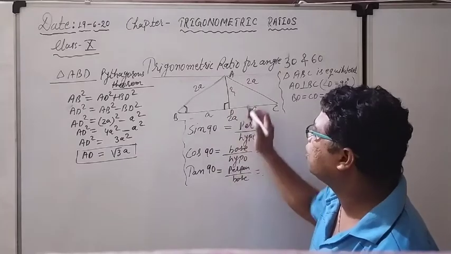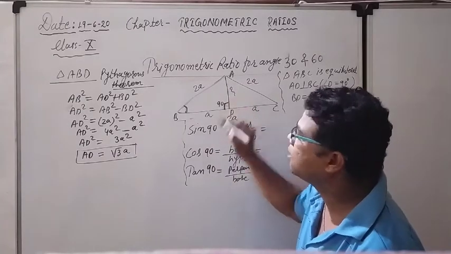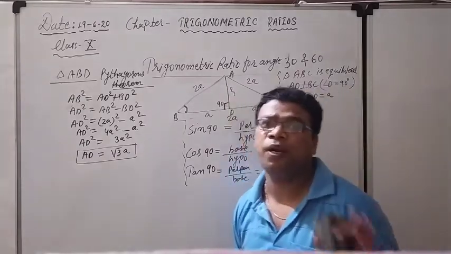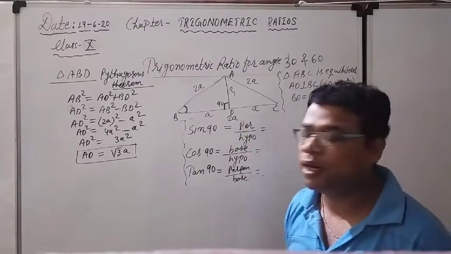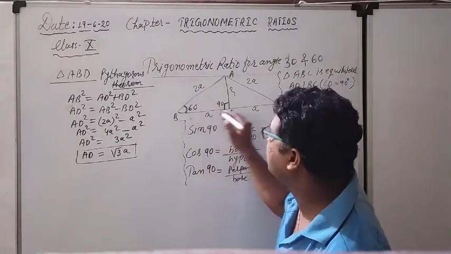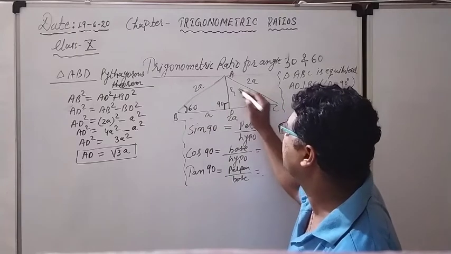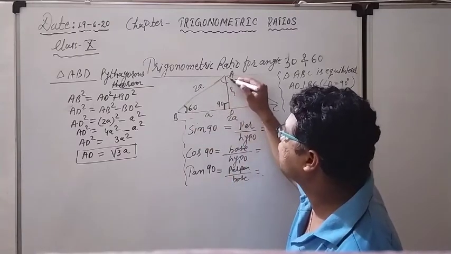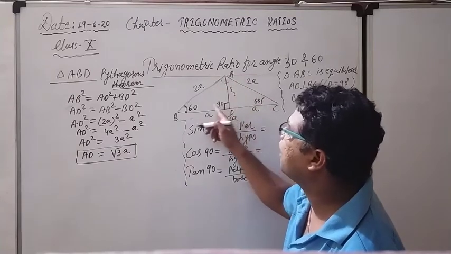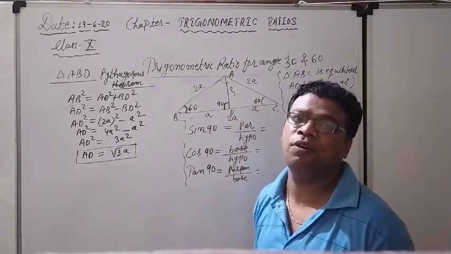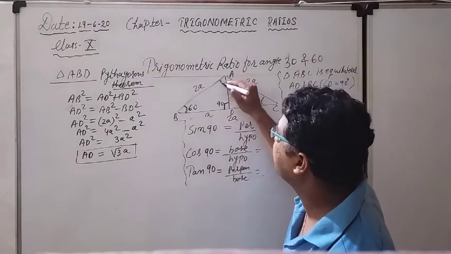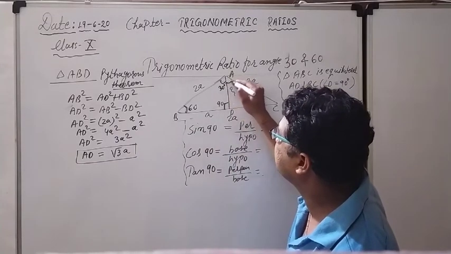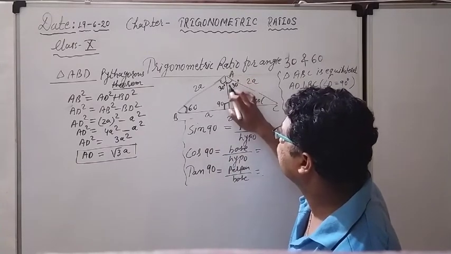See, this is 90 degrees. Because it is an equilateral triangle, every angle will be 60 degrees. This angle is also 60 degrees. If this is 90 and this is 60, then 90 and 60 make 150. So what is the remaining angle? This will become 30 degrees. This is also 30 degrees. So that we know.